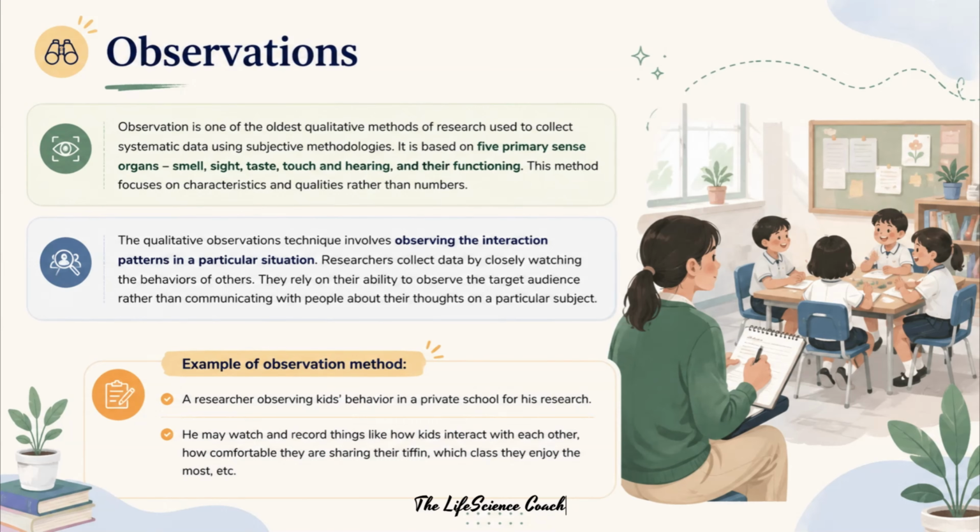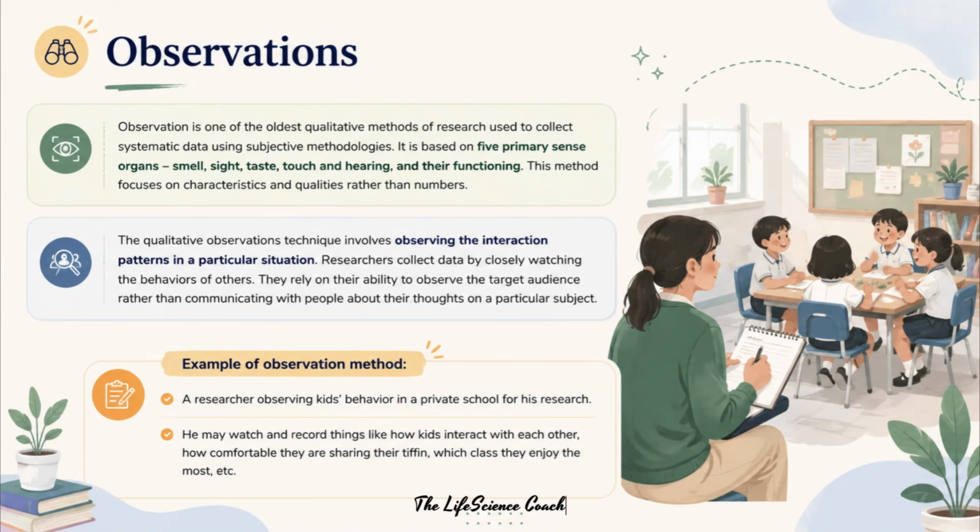In qualitative observation, researchers closely study how people behave and interact in specific situations. Instead of directly asking questions, the researcher gathers information by watching and recording behaviors, activities, and responses. This method helps researchers understand real-life situations more naturally because people often behave differently when they are answering formal questions.